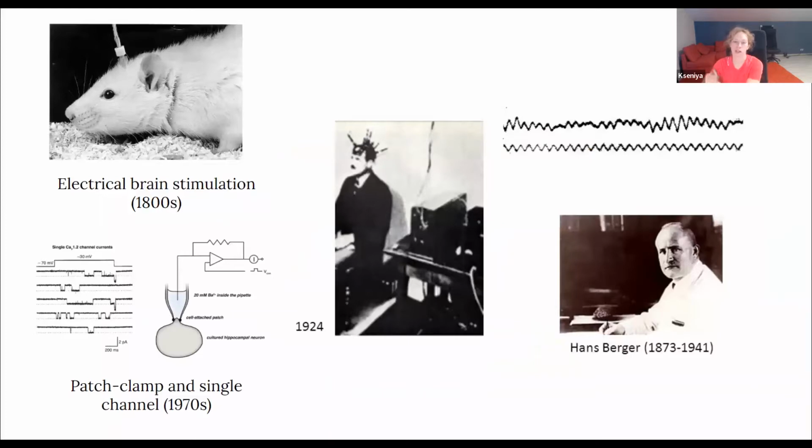First of all, scientists learned how to record and transmit a signal to the brain using electrodes. As I said, at the beginning of the 20th century, the first human EEG was recorded, and Hans Berger did it. As you remember, the patch clamp method was invented in the 70s, and it became possible to record currents through single channels. And electrical brain stimulation was known in the 19th century, so before the patch clamp.